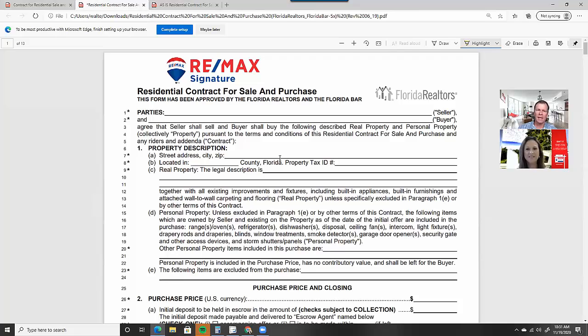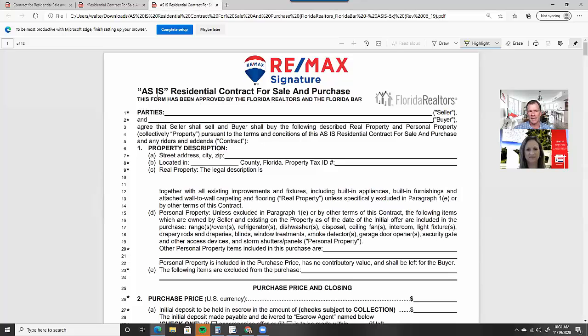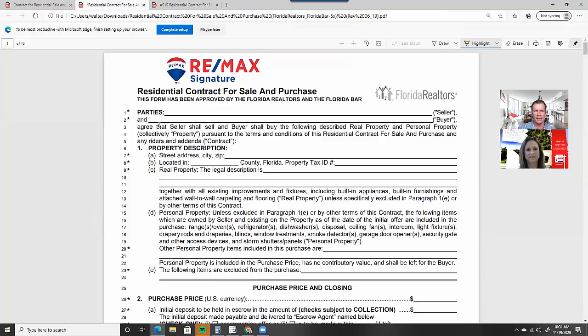The As-Is. The As-Is contract, right? Many of you might not have even realized that there was another contract other than the As-Is. So I'll show you that real quick. That's how you can tell the difference right away. There's a big As-Is at the top. On this side, it doesn't say that. It's going to let you know you're in the standard contract.